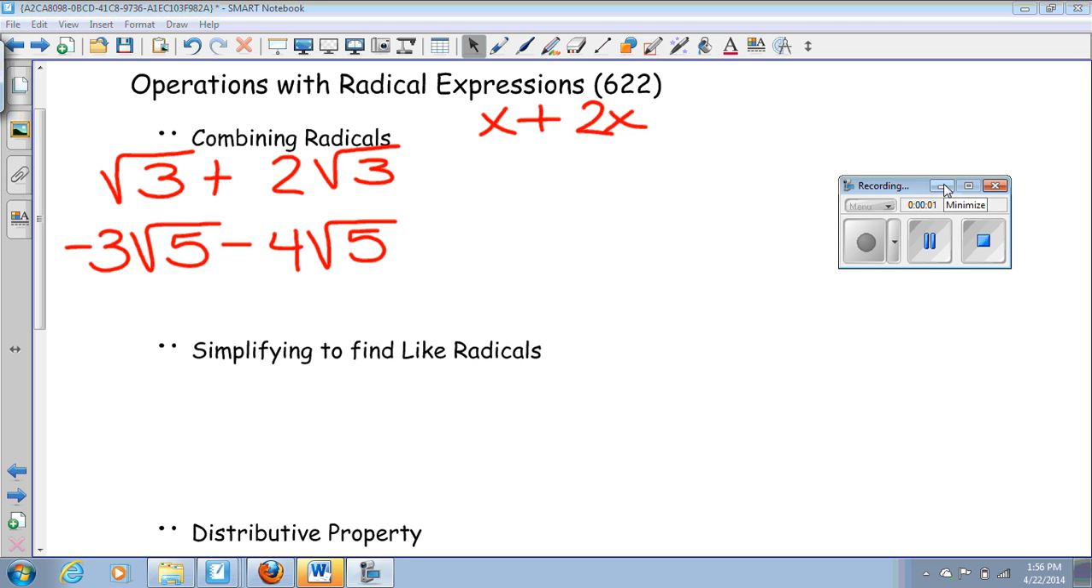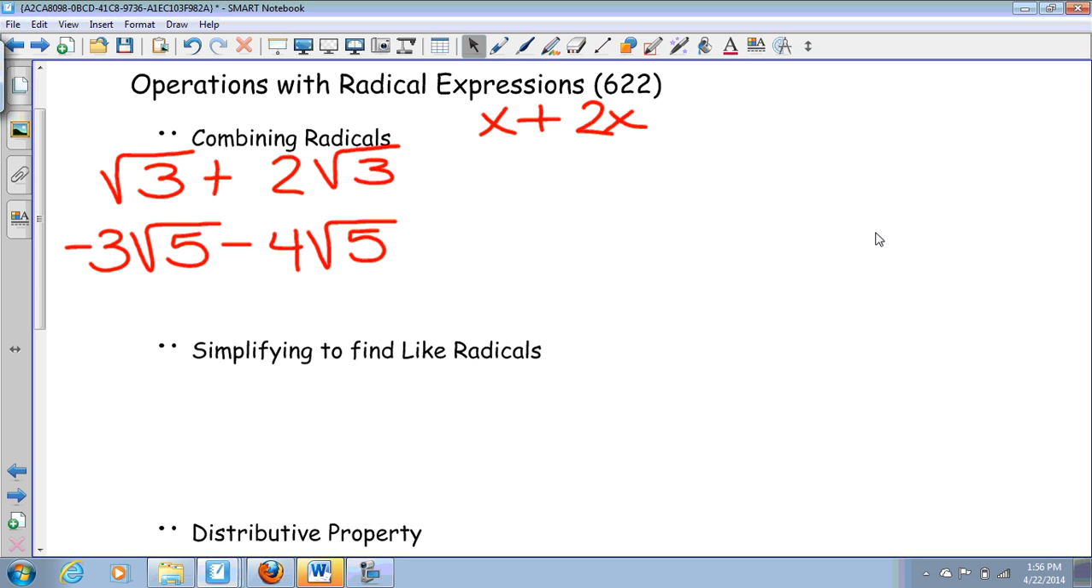Okay, we're going to move on to lesson 2, operations with radical expressions. And this is on page 622 if you want to follow along. We're going to look at examples 1 and 2 in this video and 3 and 4 in the next one.